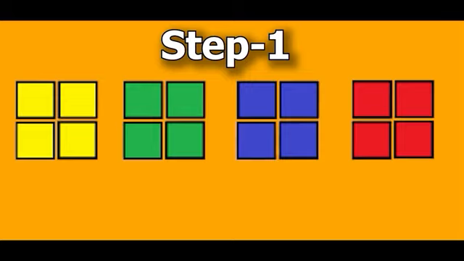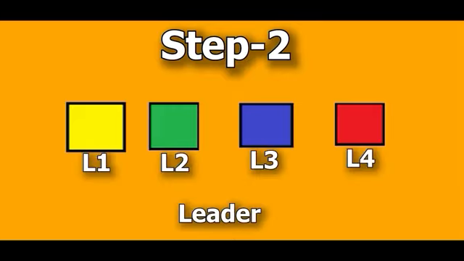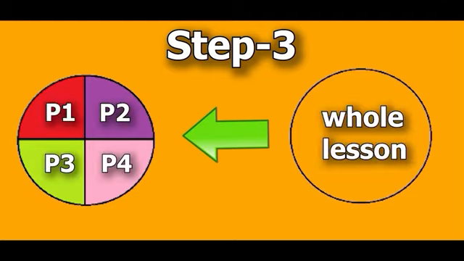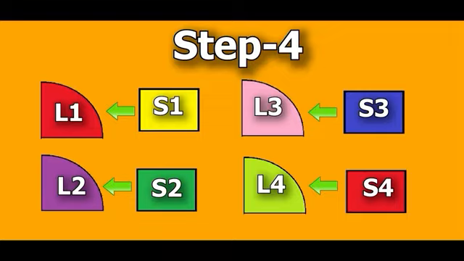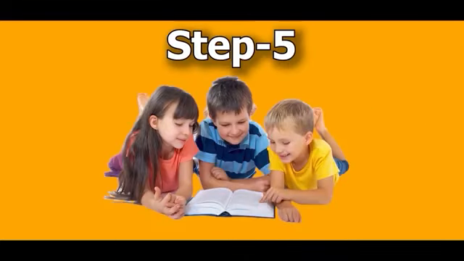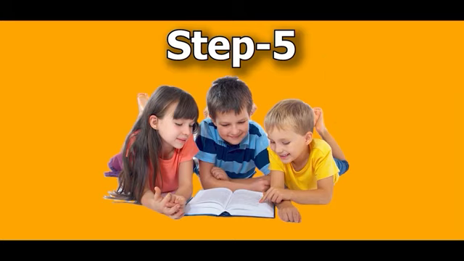Step 1. Divide students into groups of 4 called home groups. Step 2. Appoint one student from each group as a leader. Step 3. Divide the day's lesson into 4 segments. Step 4. Assign each student to learn one segment. Step 5. Give students time to read over their segment at least twice and become very familiar with it.